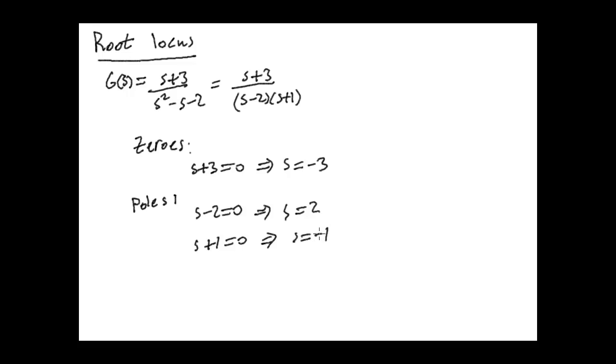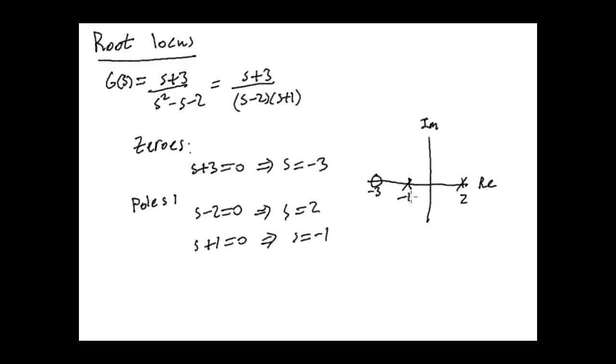So now that we have the poles and the zeros, we will draw these on the real imaginary axis. So this is our real axis, and this is our imaginary axis. Zeros are symbolized with a circle, and poles are symbolized with an X. So we have a zero at negative 3, and we have a pole at 2, and another pole at negative 1. So once we've done this first step, we will move on to the second step, which is to plot the locus on the real axis.